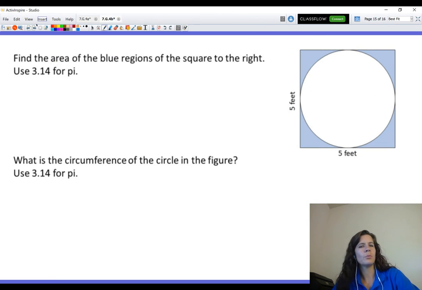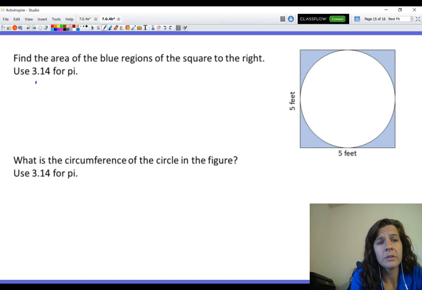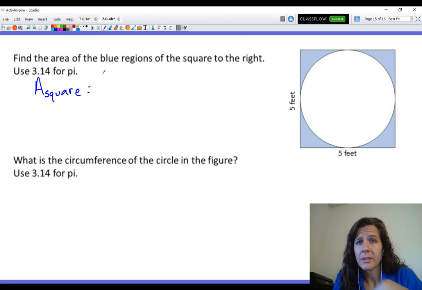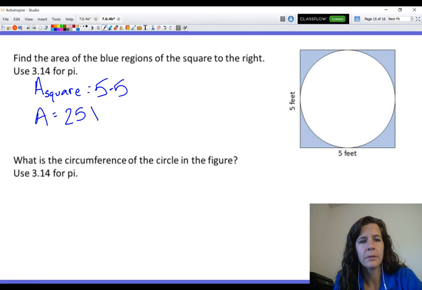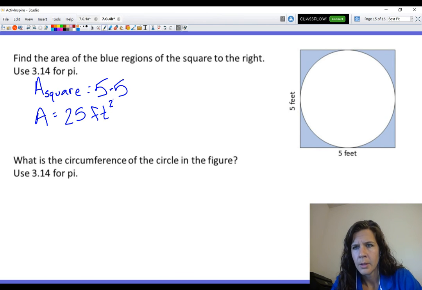Now let's do a little bit of a more complicated one. Find the area of the blue regions of the square to the right. Use 3.14 for pi. So let's start by finding the area of the square. An area of a square is just side times side. So we have 5 times 5, 25, these are square feet. Okay, that's going to come in handy in a minute. It is important.